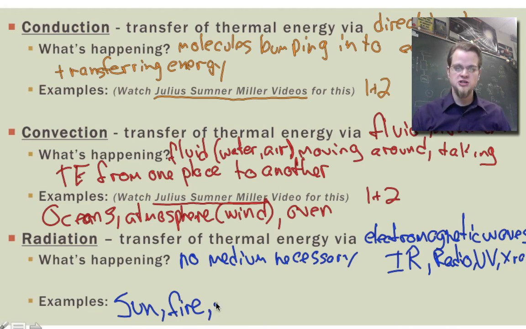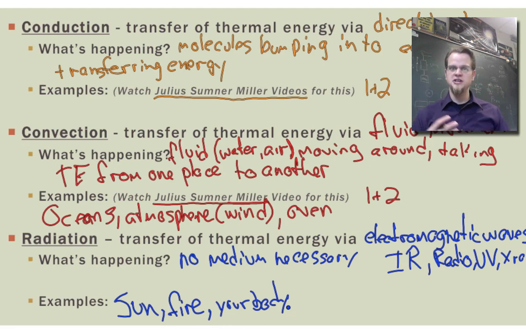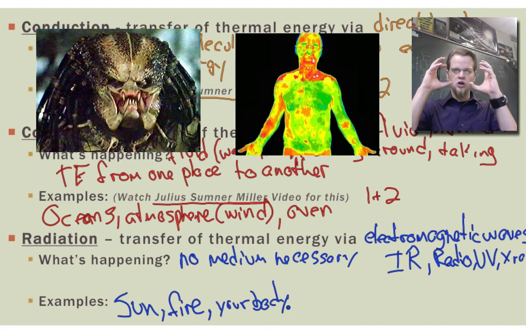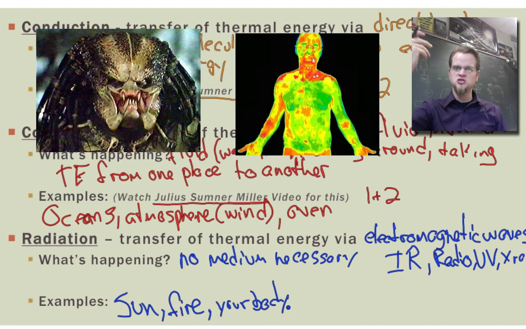Another source of radiation would be your body, actually. Your body has about a 98.6 degree temperature, and because it's warm, it actually gives off radiation. That's how Predator finds you. That is how infrared goggles work. They sense things that are warmer because warmer things give out more infrared waves.